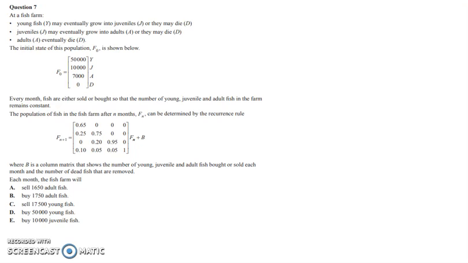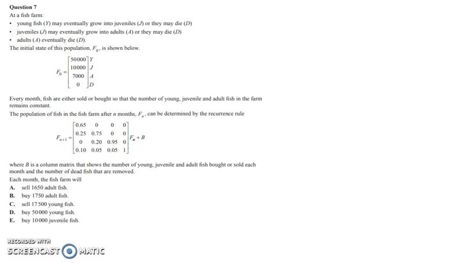To some it may seem really overwhelming, but what you need to do is identify what the question is trying to ask when you first read it, and identify any keywords that may help you along. So we have a fish farm, we have young fish Y that grow to juveniles J, or they may die D. We have juveniles that may eventually turn into adults A, or they may die, and we have adults A who eventually will die. The initial state matrix of F0 is shown below.